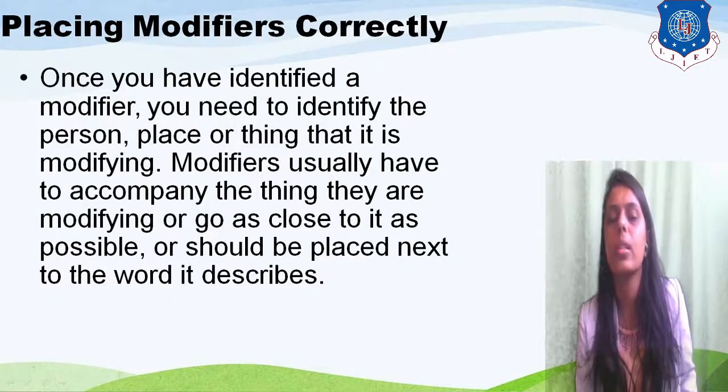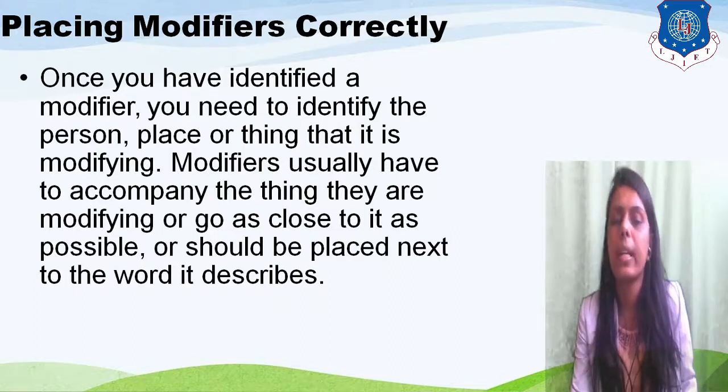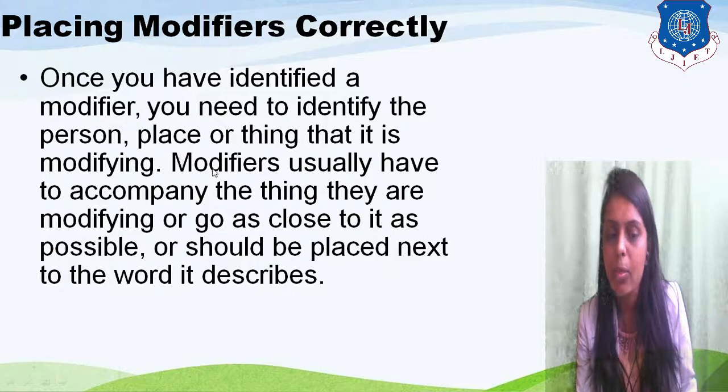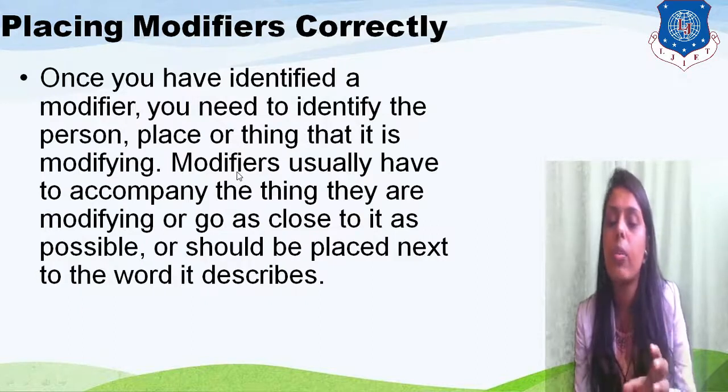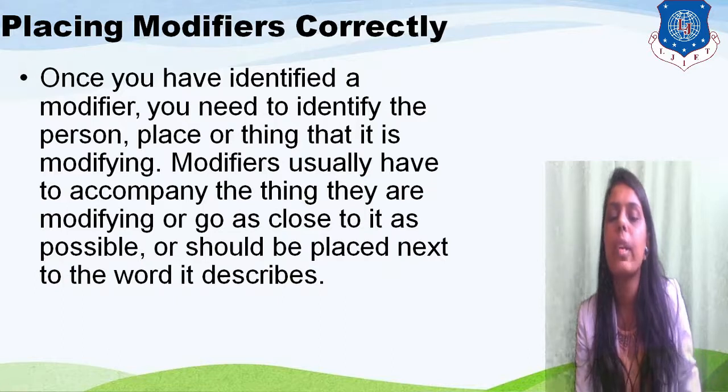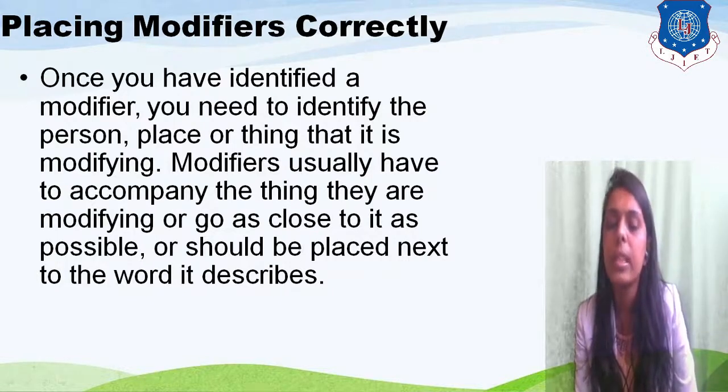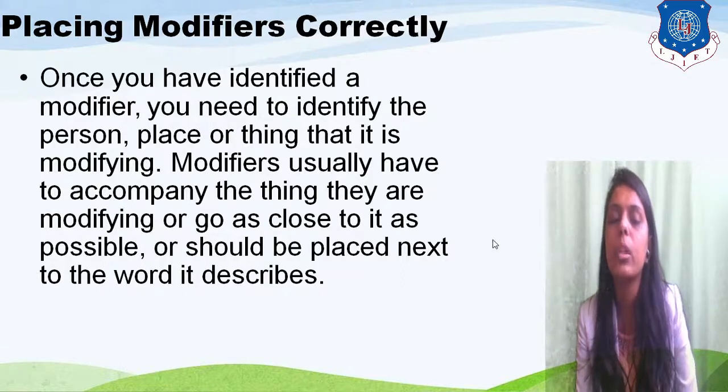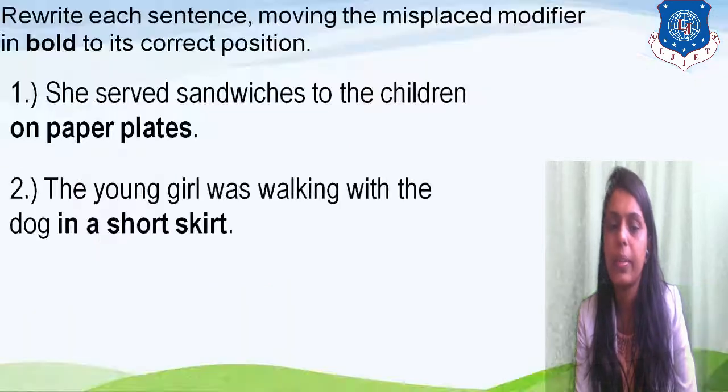Placing modifiers correctly. Once you have identified a modifier, you need to identify the person, place or thing that it is modifying. So first, identify what you want to modify. Modifiers usually go with the thing they are modifying, or go as close to it as possible. So whenever you are modifying any statement, make sure the modifier is close to the noun which you want to modify, right?